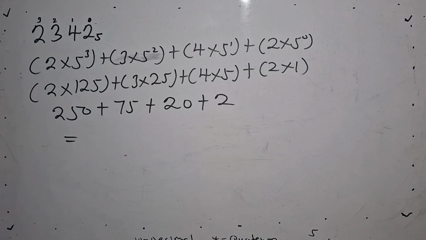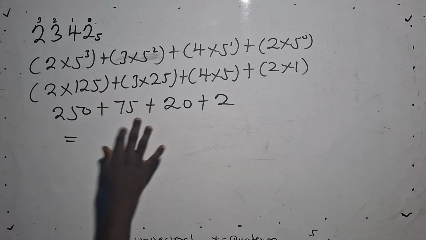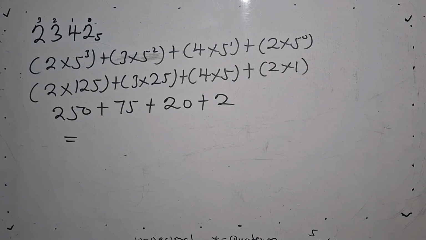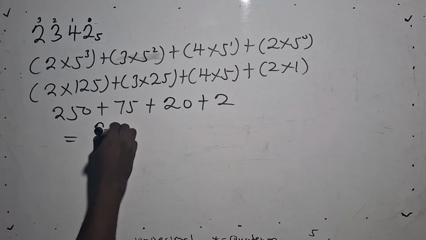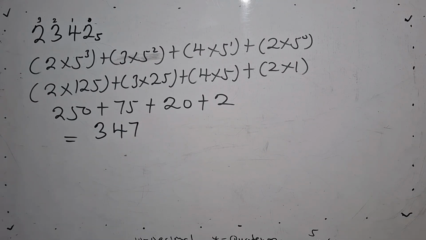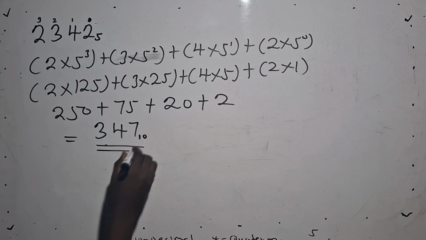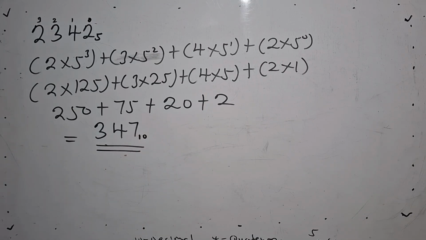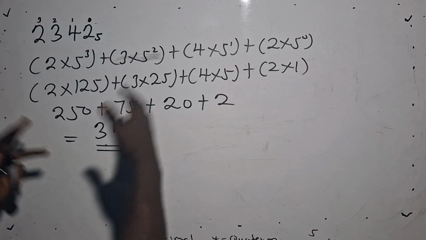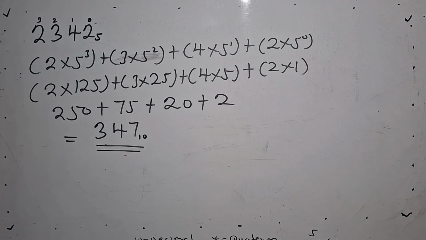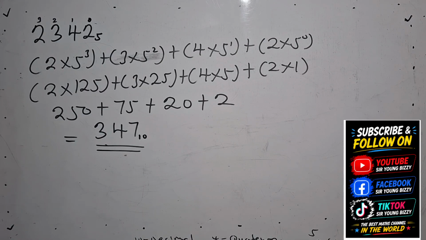Yes, so when we add 250 plus 75 plus 20 plus 2, it is going to give us 347 base 10. So number base is very simple. Yes, very simple and easy to understand. So we are quickly going to take another question on this.